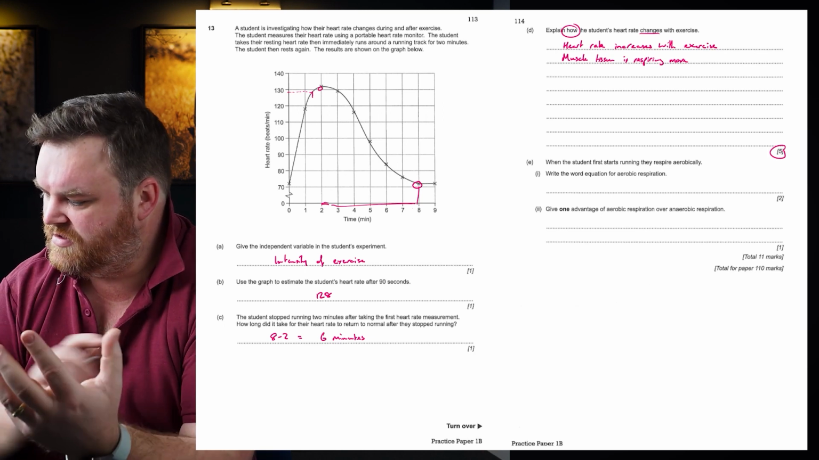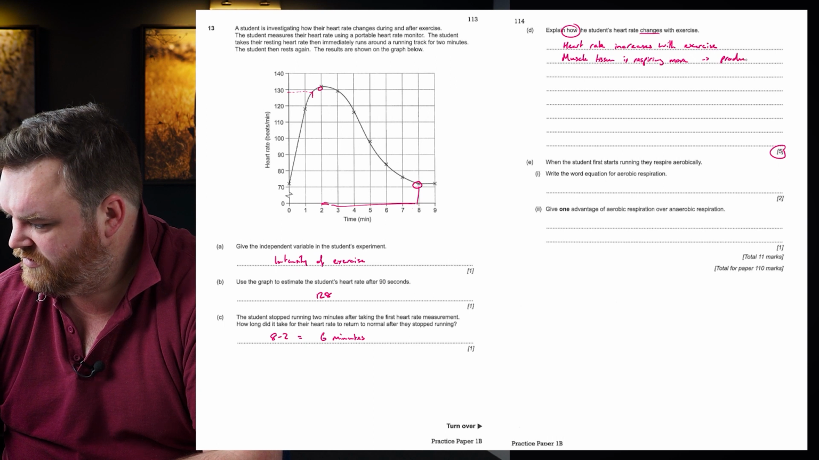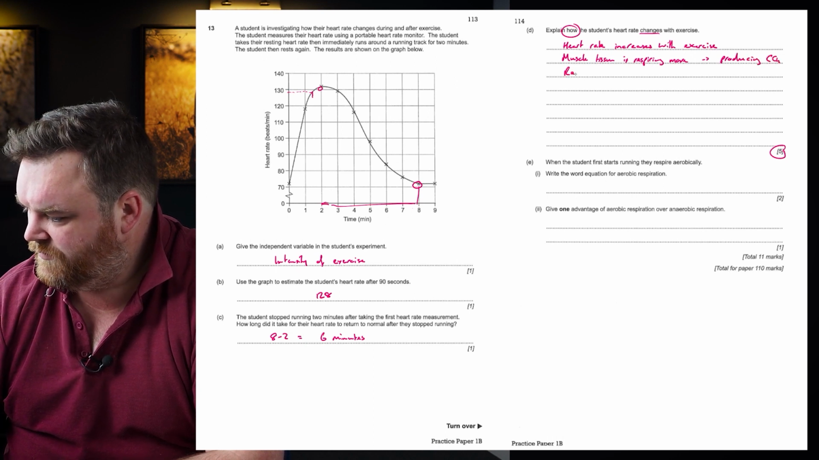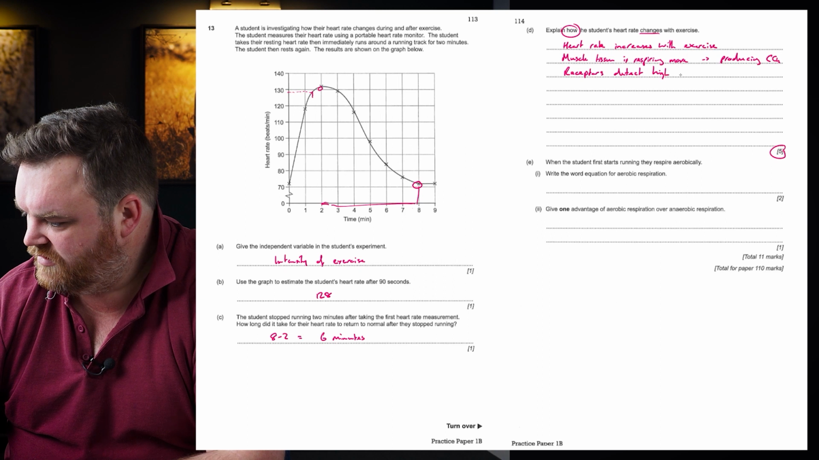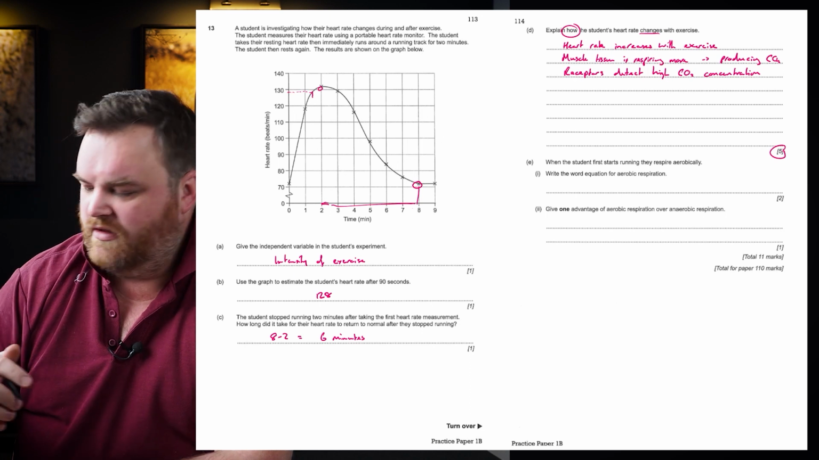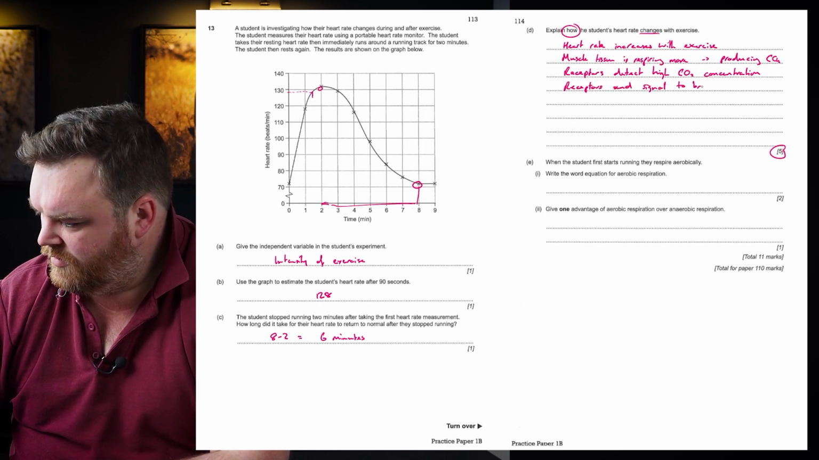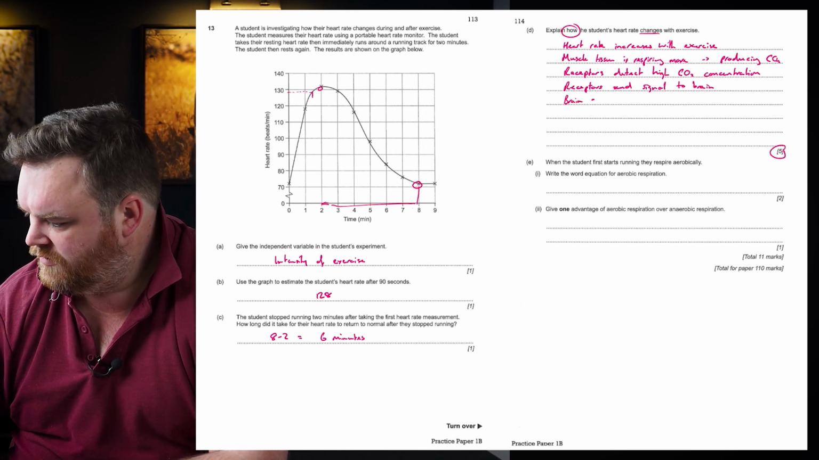Okay, so as the muscle tissue is respiring more, that is producing carbon dioxide. Then receptors detect high carbon dioxide concentration. They will then send a signal to your brain, and the brain then sends a signal to the heart telling it to beat faster.